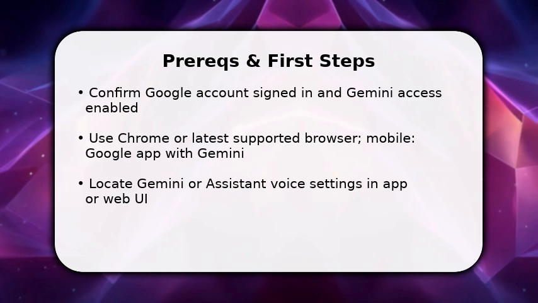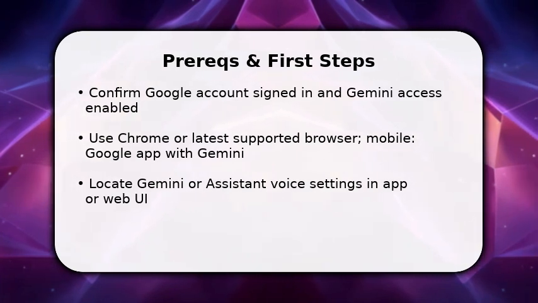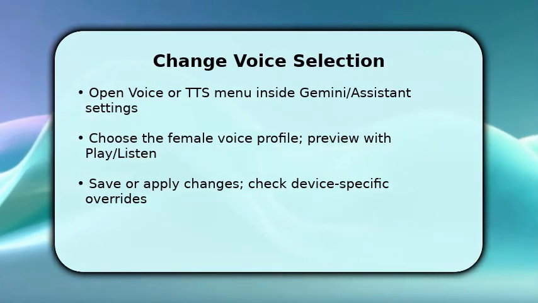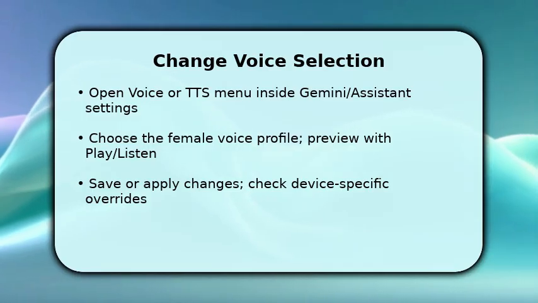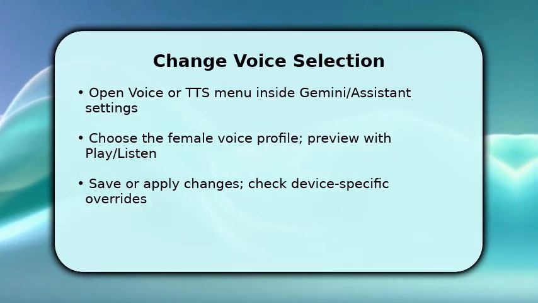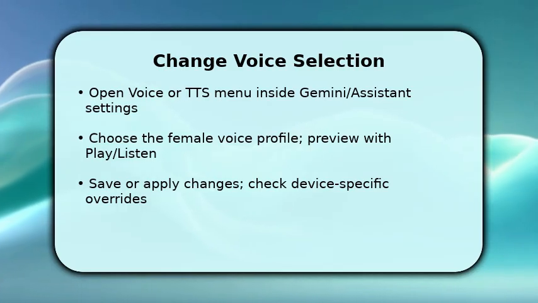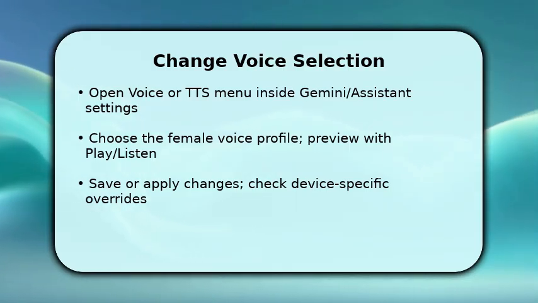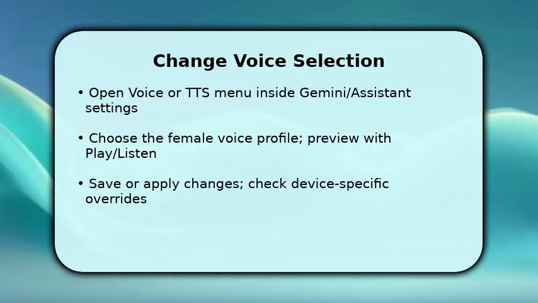Now you change the voice. Open the voice or text-to-speech menu within Gemini or Assistant settings. You'll see labeled voice profiles. Pick the female profile you prefer and hit preview or play to confirm tone and pacing. Make sure to tap apply or save so the change persists. If a device-specific override exists, such as phone vs web, make the same selection on each device.